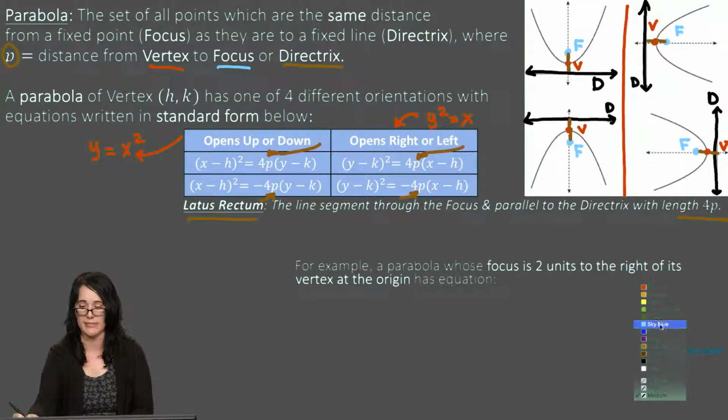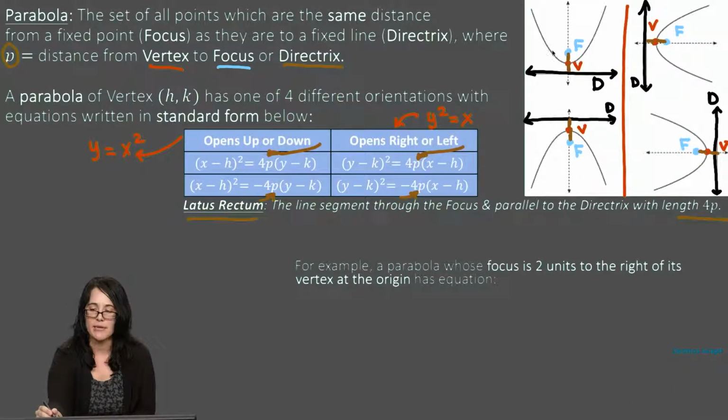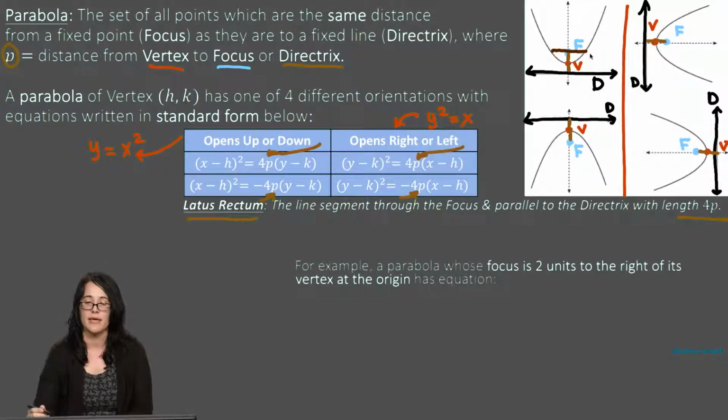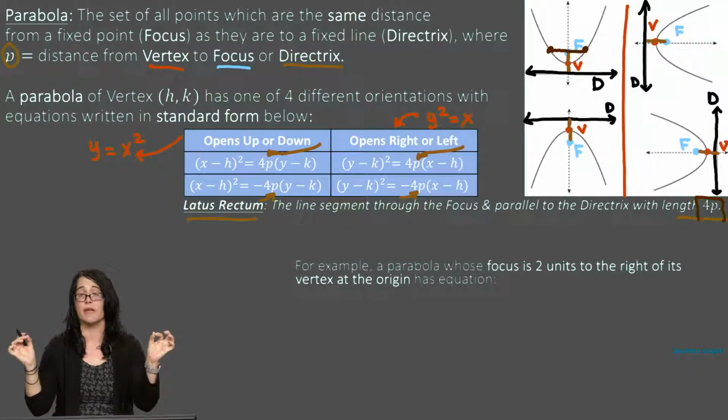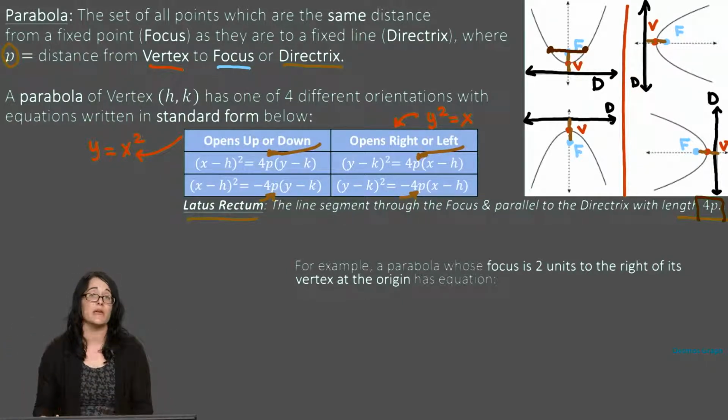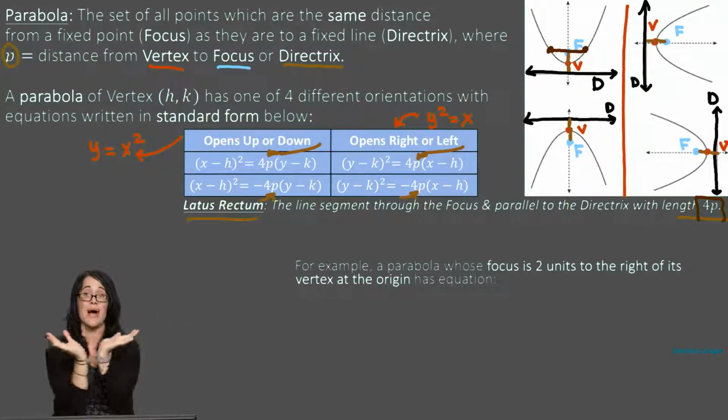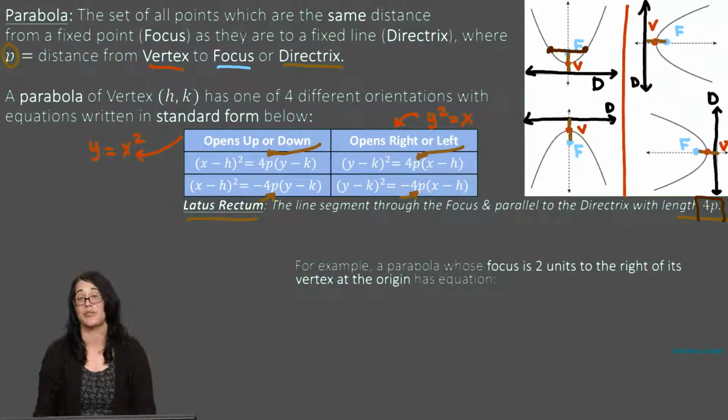What we mean by the latus rectum in this situation would be if I were to take a line segment and draw it through the focus, and notice how it's parallel to the directrix below, that entire segment has a length of 4p. So if p is 2 units, that segment would have a length of 8. What if p was only 1 unit? Then that length would be 4. If p was 8, that length is 16, and now you've drastically widened your parabola. So the smaller the p, the more narrow the parabola. The larger the p, the wider that parabola, because the longer its latus rectum.